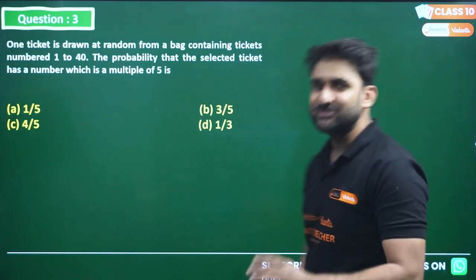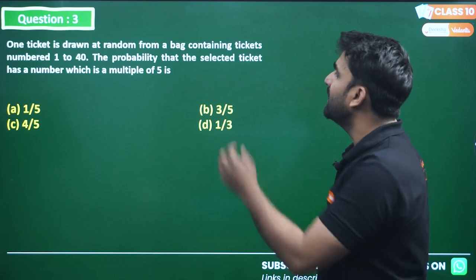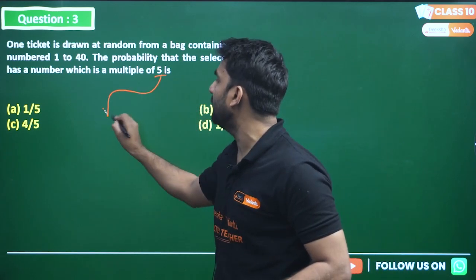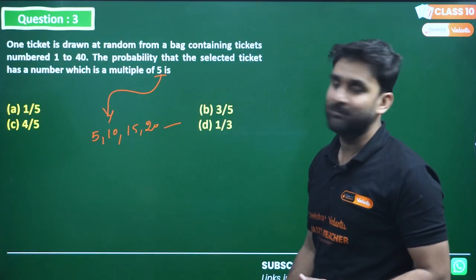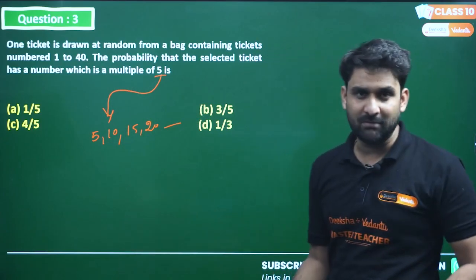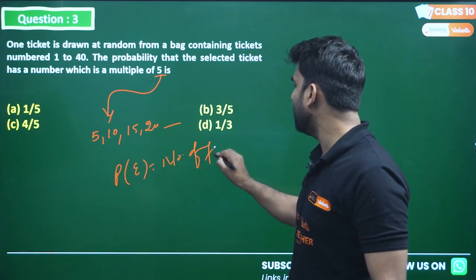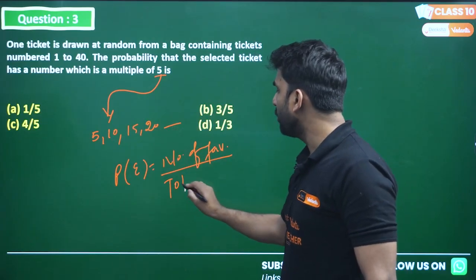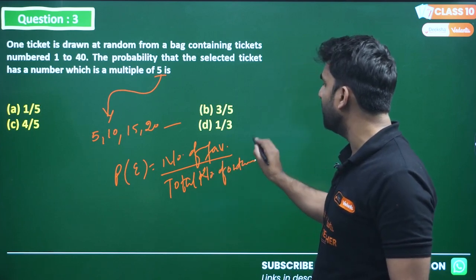Question number 53 means question number 3. One ticket is drawn at random from a bag containing tickets 1 to 100. What is the probability that the selected ticket has a number which is a multiple of 5? Multiples of 5 will be 5, 10, 15, the numbers which can be divided by 5. So between 1 to 100, count how many numbers can be divided by 5, my dear. And by using the formula, probability of an event is the number of favorable outcomes, here the number of multiples of 5, divided by the total number of outcomes. By using this formula, you can get the result.